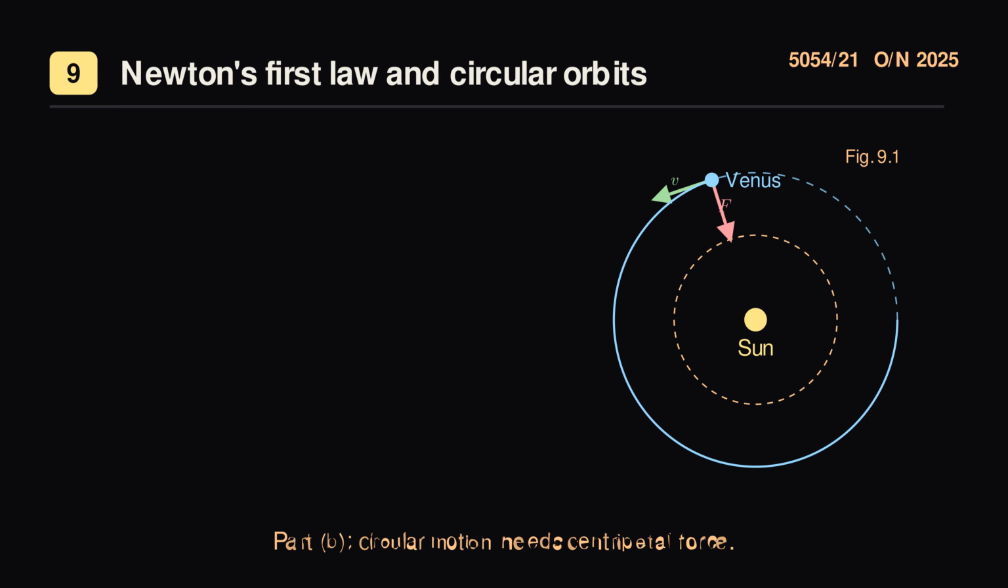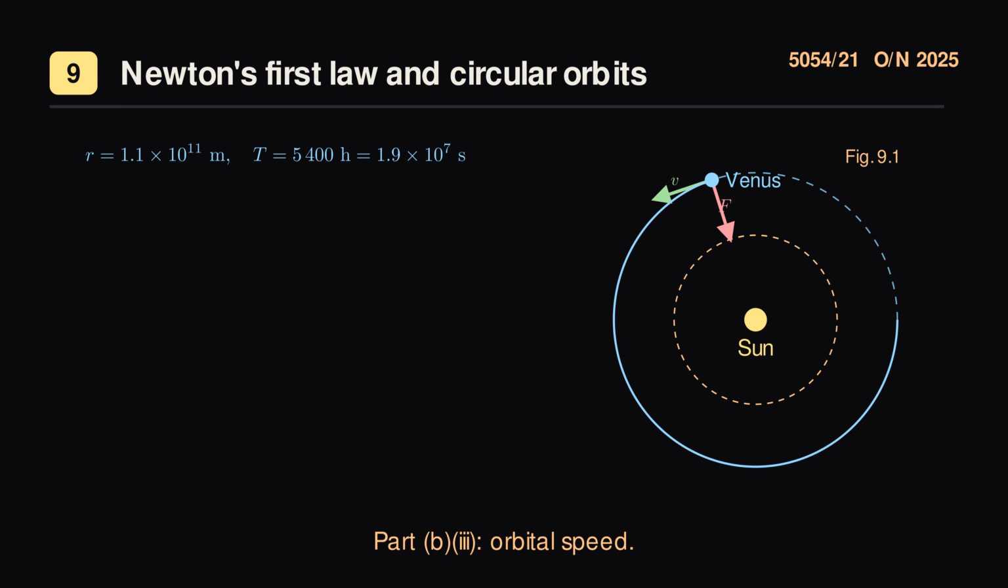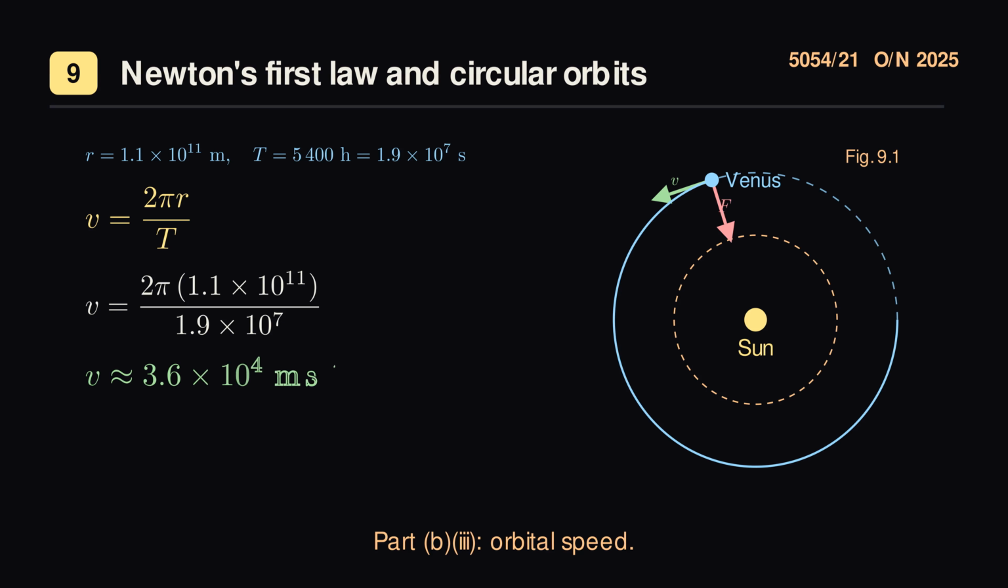Part B, Part 3. For one complete orbit, distance is 2 pi r and time is t. Substitute r equals 1.1 times 10 to the 11 meters and t equals 5,400 hours. The orbital speed is about 3.6 times 10 to the 4 meters per second.